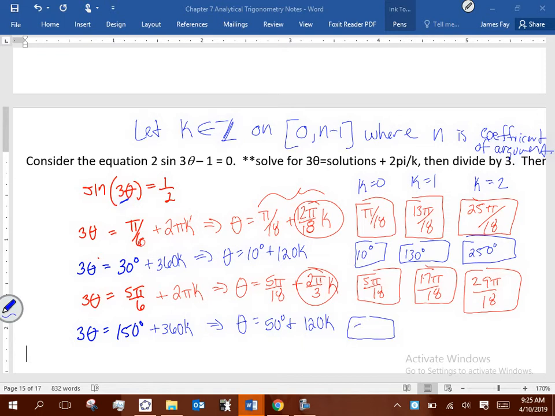Here we would get 50 degrees, and then here it'd be 170. And then here would be 290. And those would be the 6 solutions, either in radians or degrees, for that equation. Checking yourself, guys, you can obviously use any calculator that you want.